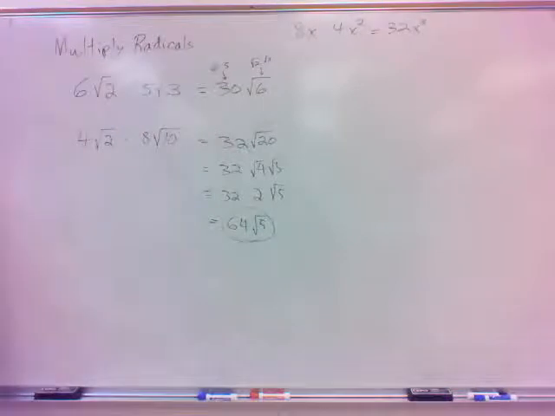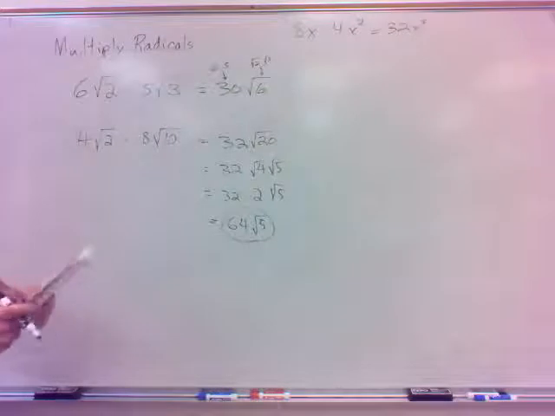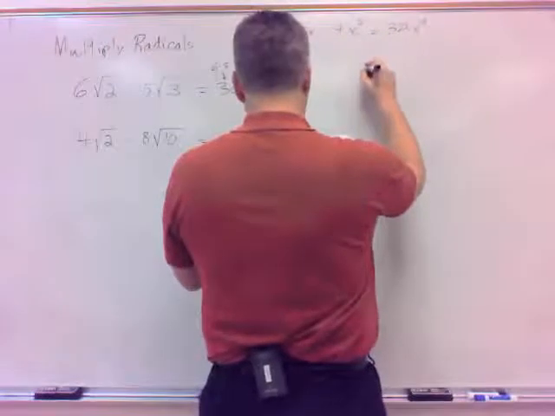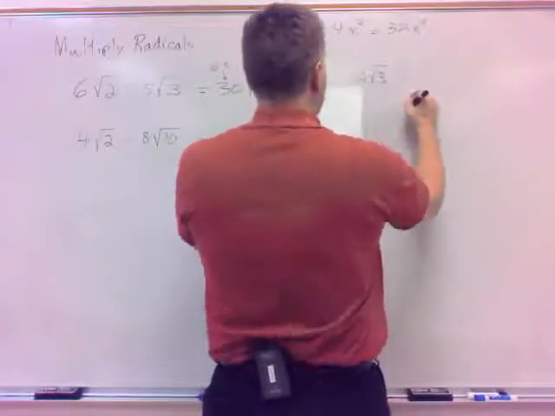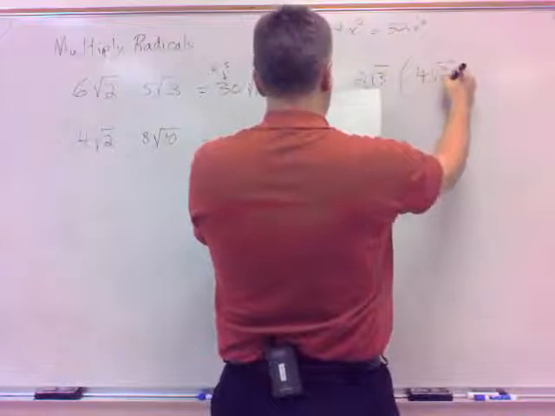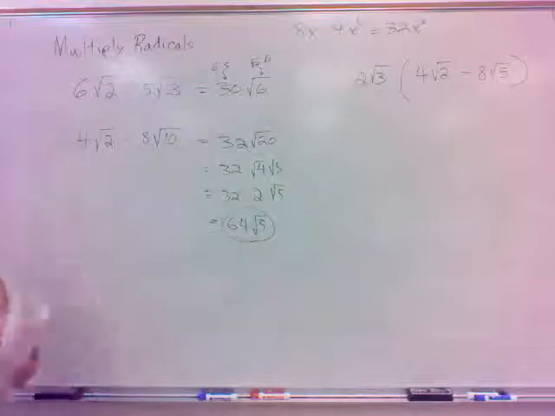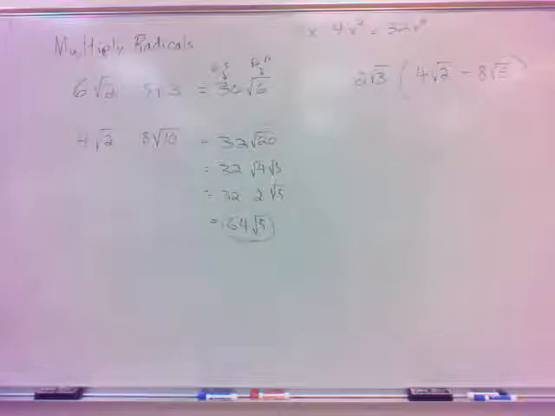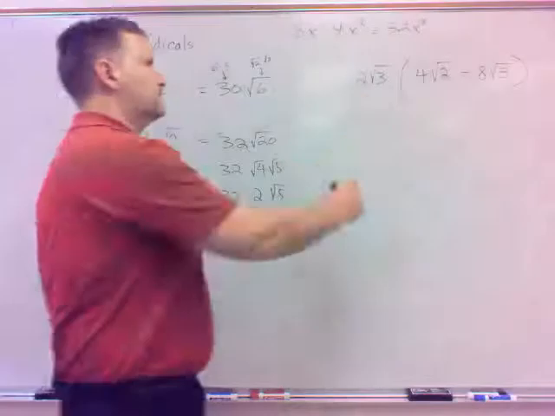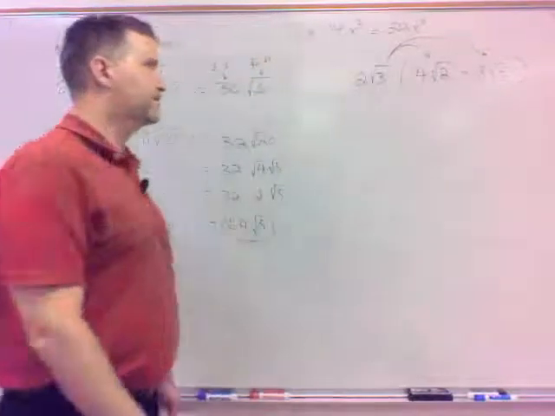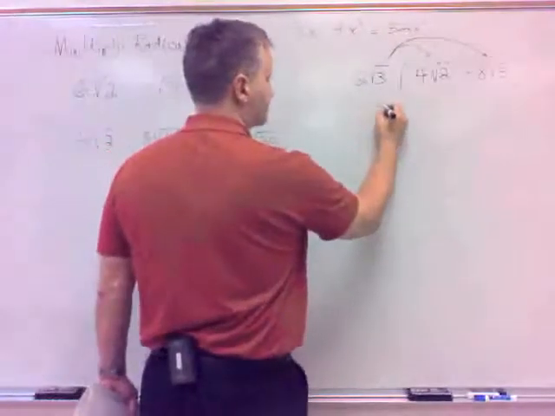All right, now, yeah, these radicals, we can do basically the same thing as we do with, like I said, with polynomials. 2 square root of 3, I'm going to multiply it by 4 square root of 2 minus 8 square root of 5. If I've got a radical term in front of parentheses like that, what do I have to do? Distribute it. Yeah, I've got to distribute it. I've got to multiply the 2 square root of 3 times both things.